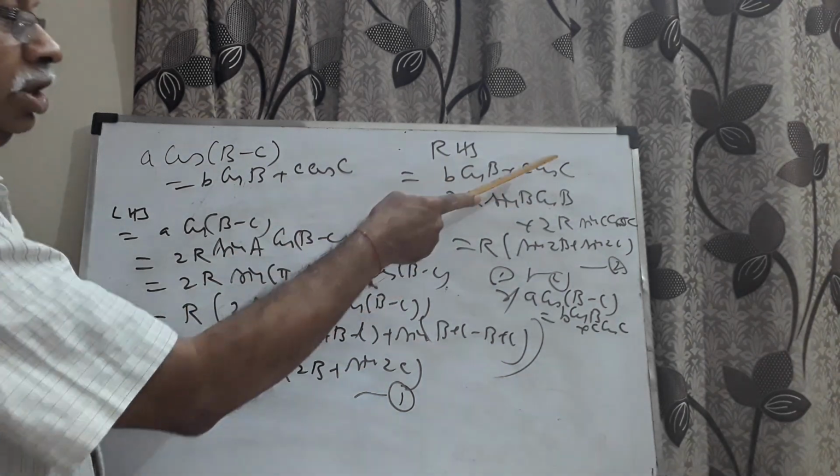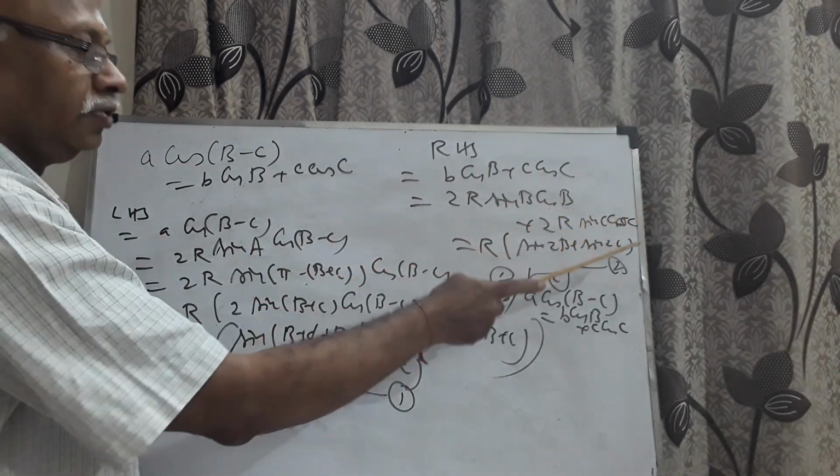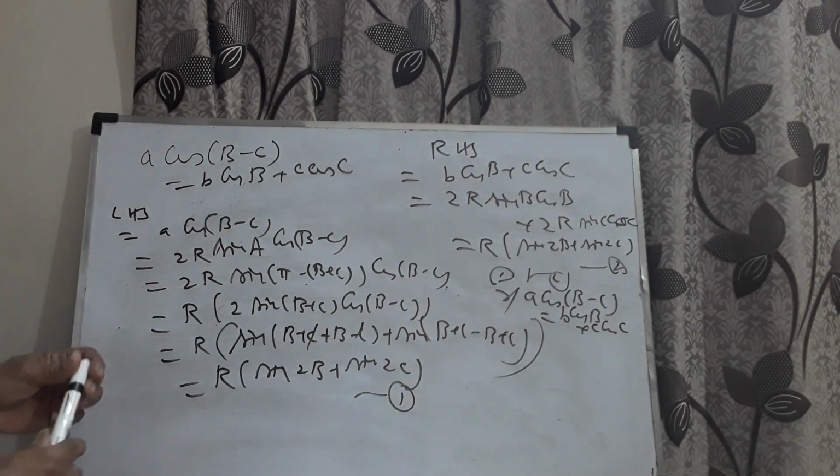Replace b by 2R sin B, replace c by 2R sin C. Taking R as common, 2 sin B cos B is sin 2B, 2 sin C cos C is sin 2C. I get the same reduction. Therefore, a cos(B minus C) now becomes b cos B plus c cos C.